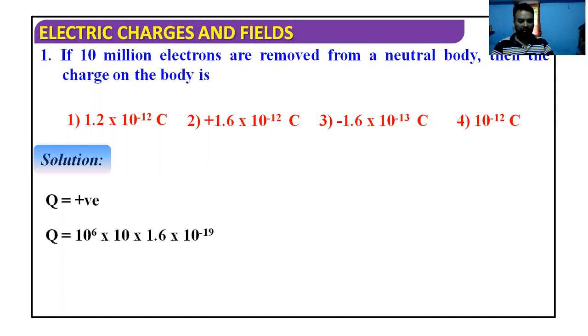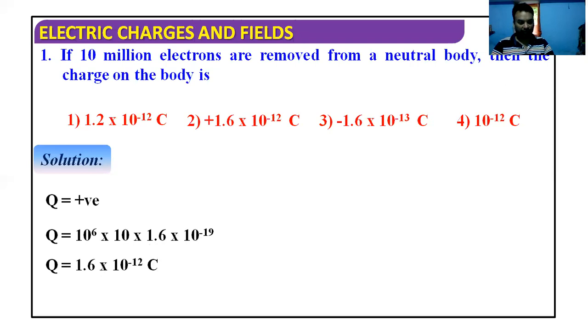Now we are interested in how many positive charges will be there. So Q is equal to 10 million. This is 10 to power 7, and 10 million means 10 to power 7. And this is the charge on a single electron. So the charge on a single electron is multiplied by 10 million electrons. So this is 10 to power minus 19, and this is 10 to power 7.